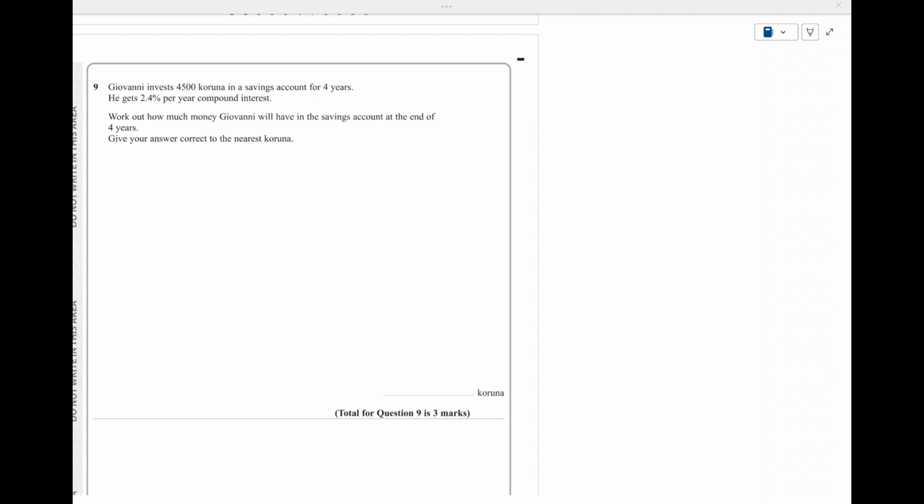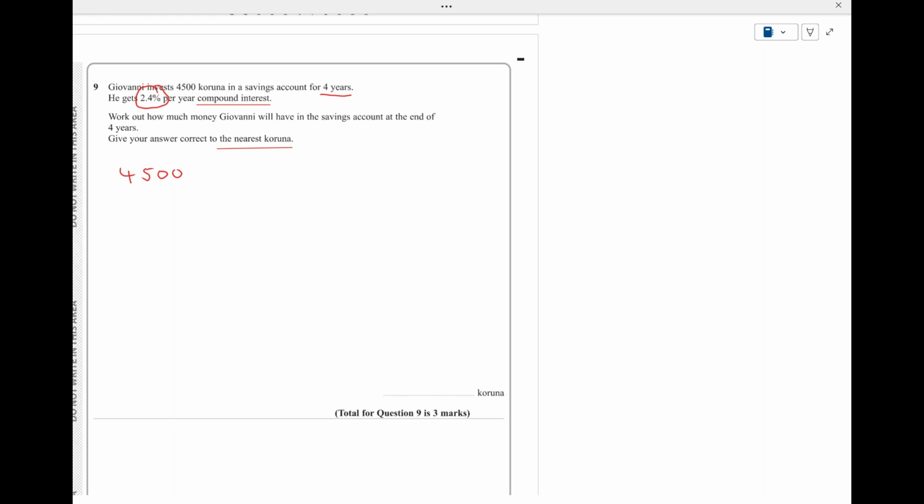Question 9. Now let's have a look. Can we figure out what this question is about? This is a question about compound interest. Right, we're investing 4,500 somethings in a savings account for 4 years, and we get that much interest. Work out how much money we'll have at the end of the 4 years. Give your answer correct to the nearest something. Bonus point for anyone who tells me in the comments which country uses that currency.